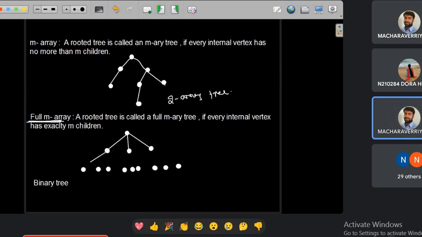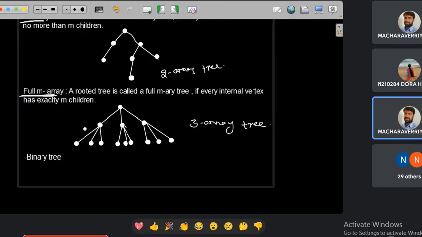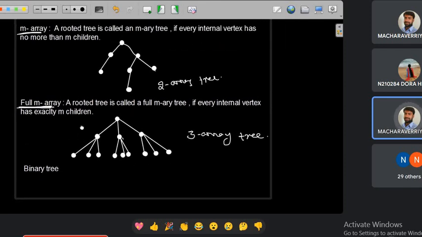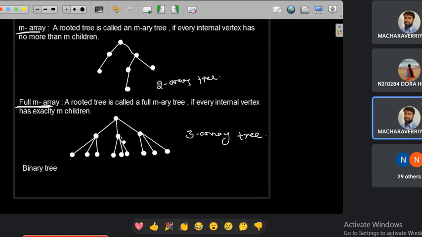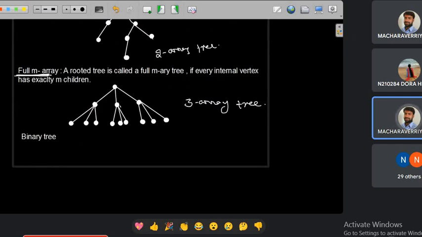For example, let me draw it. So this is an example of a 3 array tree, right? If you want, you can extend it. Alright, I hope you understand what an M array tree and a full M array tree are. And we can define a binary tree. A binary tree is nothing but a 2 array tree. For example, you can look at an example of a binary tree.